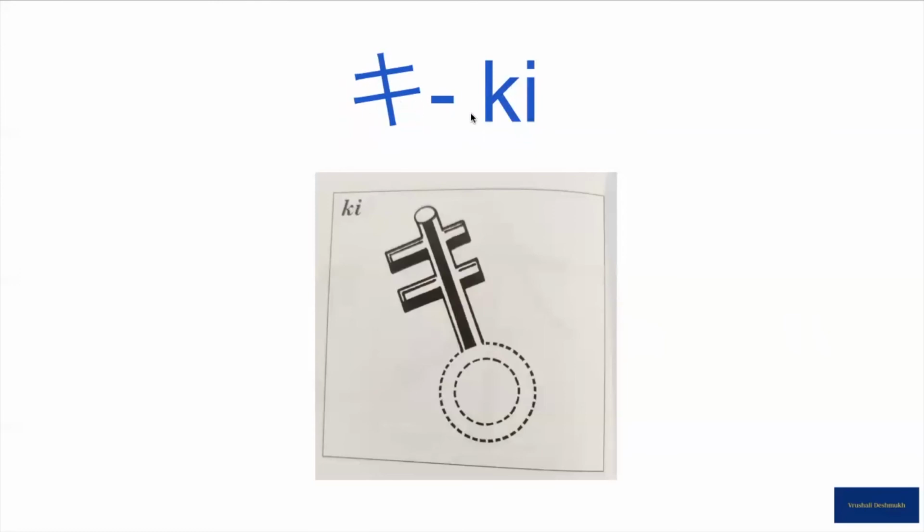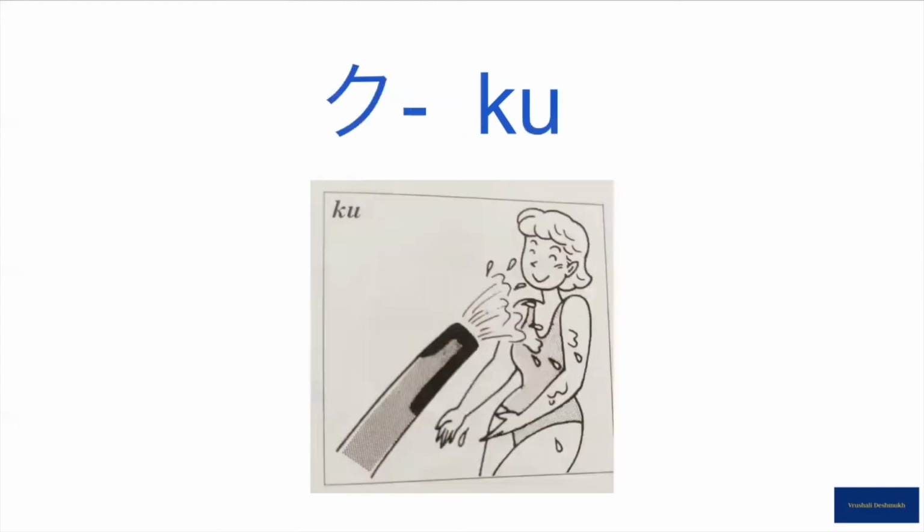Then next one is ki. Again, this ki is very similar to how we write ki in hiragana, but this part below, that circle, is missing in katakana. So you only have 1, 2 and 3 strokes. This is ki. This part is missing. The next one is ku. Ku for cool. So someone feels cool in front of a water hose. So this is ku. This is a water hose and someone is feeling cool.